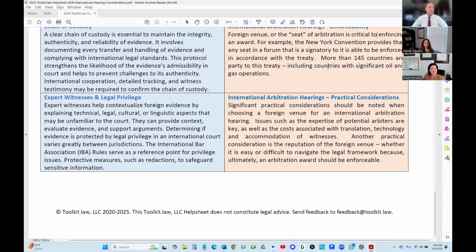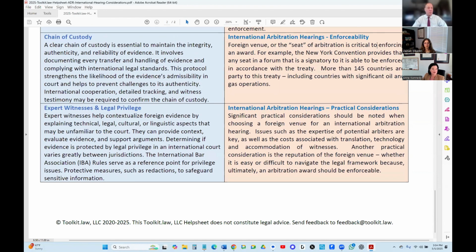Any other considerations you want to touch on in that box? I think the practical considerations would just be, we talked about translation and the accommodation of witnesses, but just keep in mind the logistics of things. Let's talk a little bit about something. Certainly, the finish line is the arbitration award, right? Do the two of you have any thoughts on considerations regarding the arbitration awards?